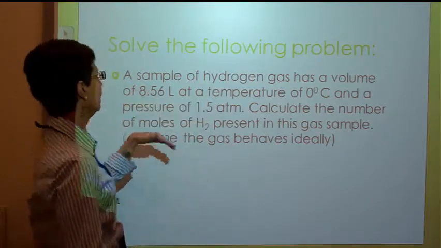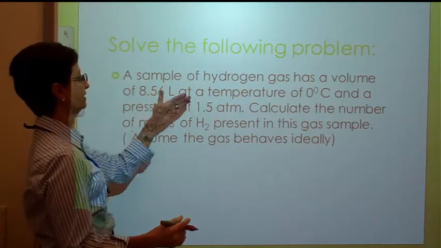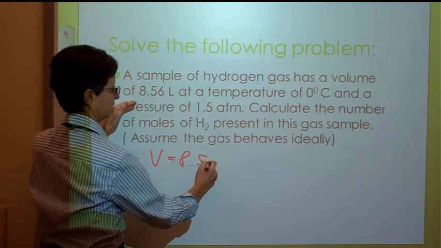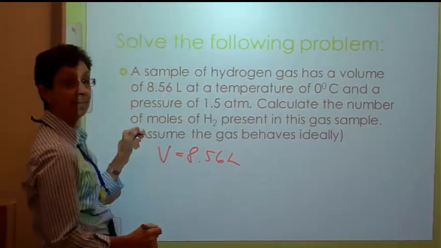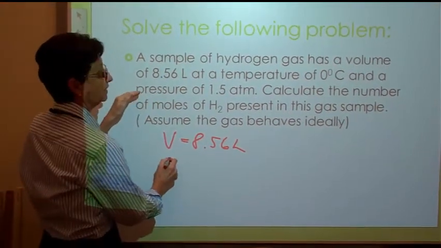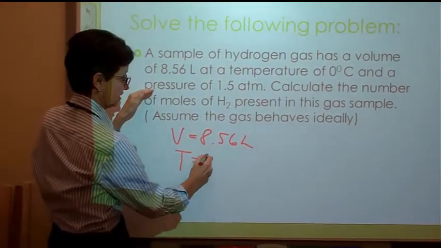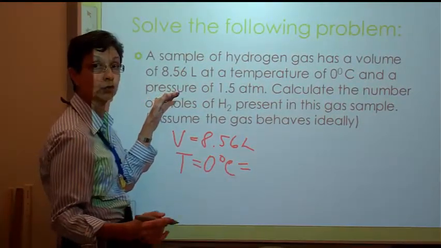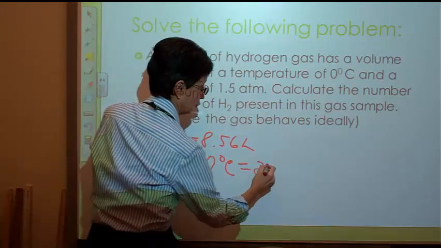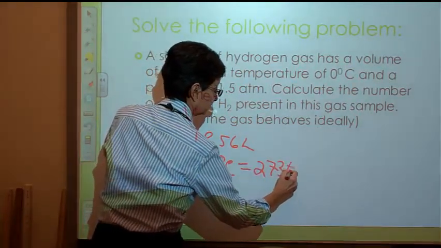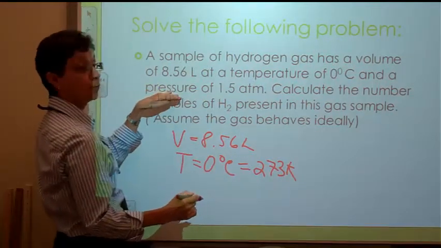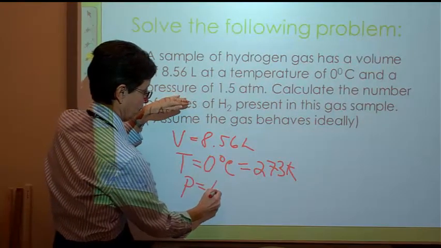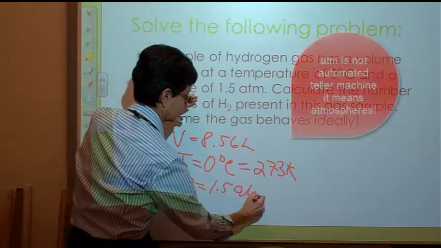So I'm going to start writing it out, and I'm going to say a sample of hydrogen gas has a volume, so I'm going to write V equals 8.56 liters. At a temperature of 0 degrees, the temperature, T, equals 0 degrees Celsius, which I'm going to have to change to kelvins, which would be 273 Kelvin. And a pressure of 1.5 atms. So P equals 1.5 atms.